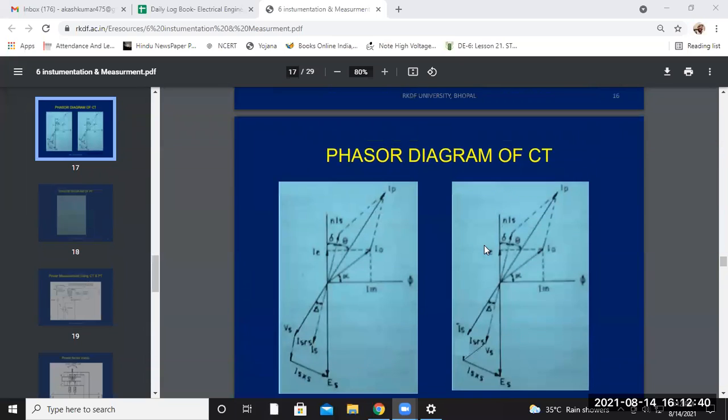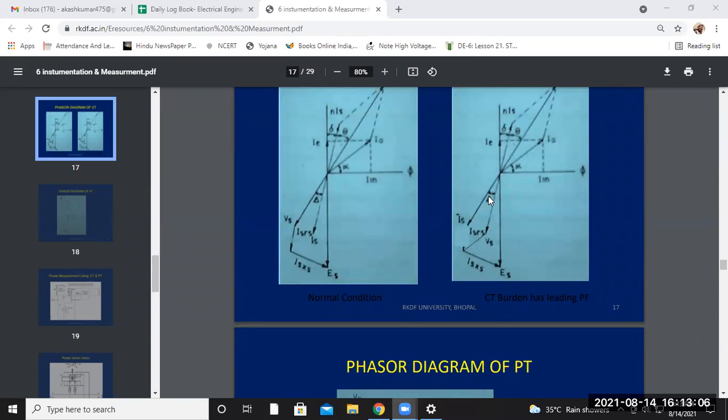Actually, one thing is left, so we have to discuss that, and then this will be completed. First, let me introduce the phasor diagram of the CT. Here you can see this is the exciting current. This is the no load component, the magnetizing current, or you can say the core loss current is given as IC. The angle between the primary current and this is taken as delta plus theta. This IS is the phasor diagram for the normal condition of your CT, and this is for the external burden when you provide a leading power factor.